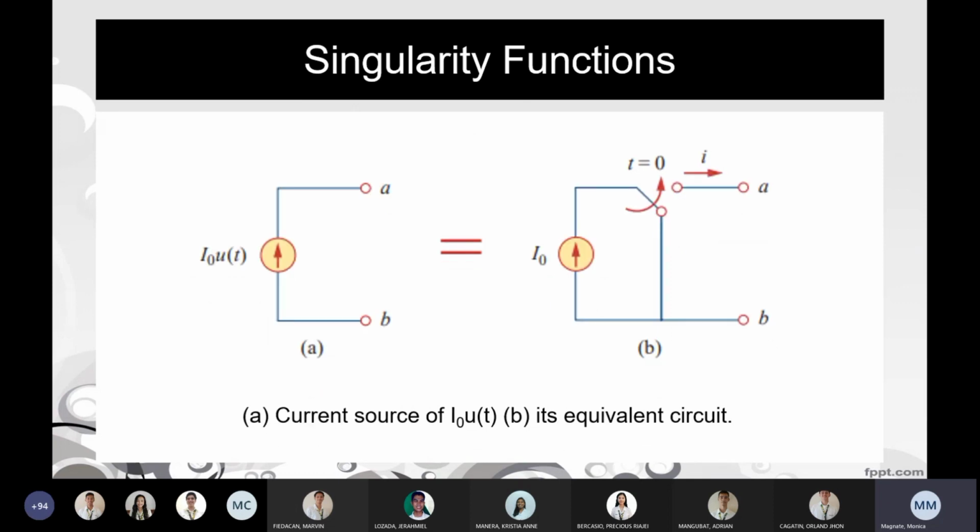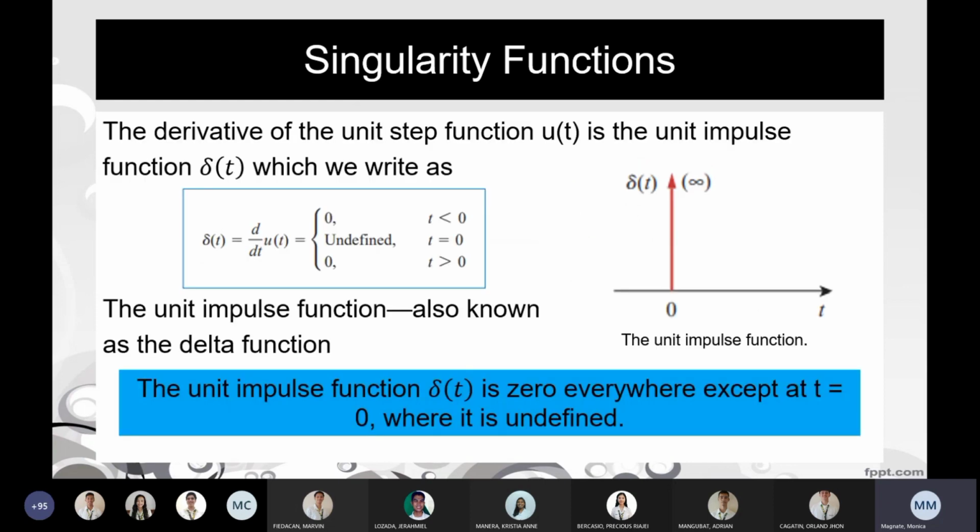Similar naman din sa pag-current source yung circuit natin. At t is less than 0, connected pa siya sa ground, so I is equal to 0. Tapos, pag nag-switch na siya sa t is greater than 0, meron na tayong current na mababasa ngayon.